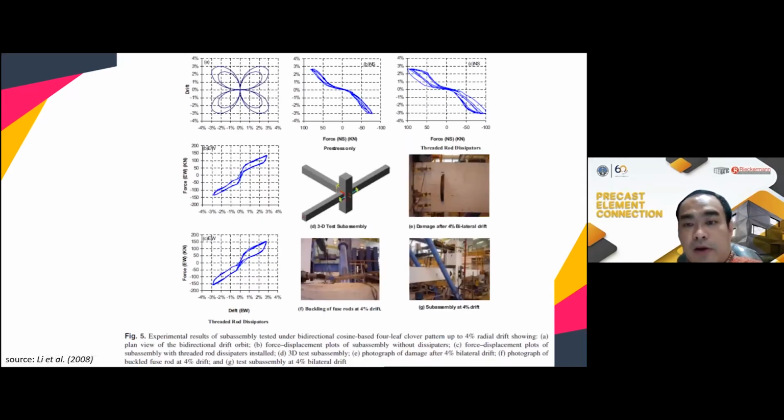Later on, they also performed the bidirectional lateral loading. Here is the force-displacement relationship for the prestress only, and this is for prestress and the dissipator. Here we can see that when they use the dissipator, the system has more energy dissipation capacity.